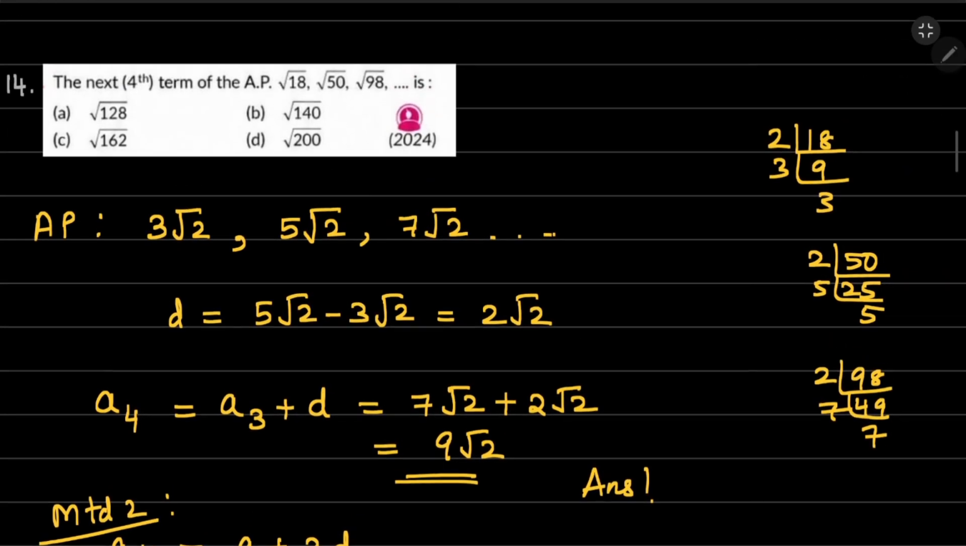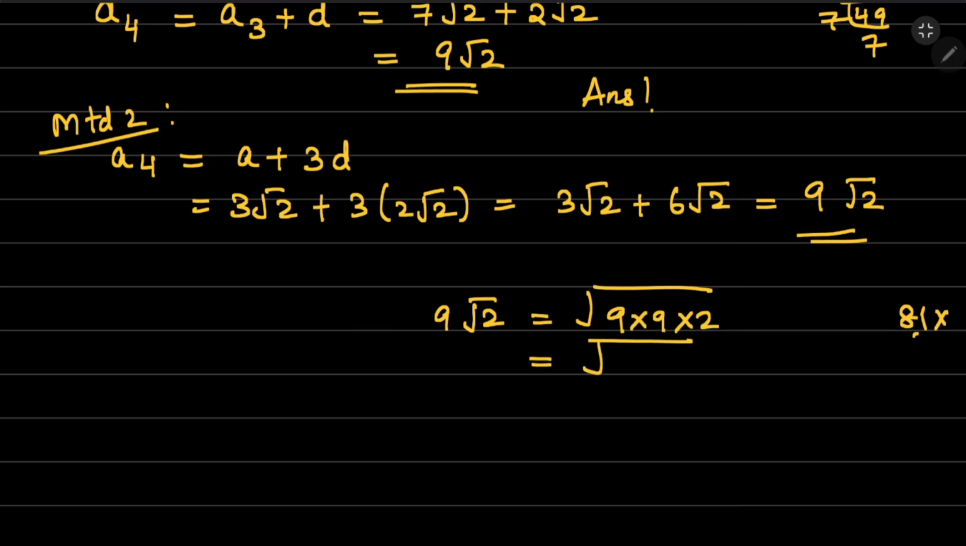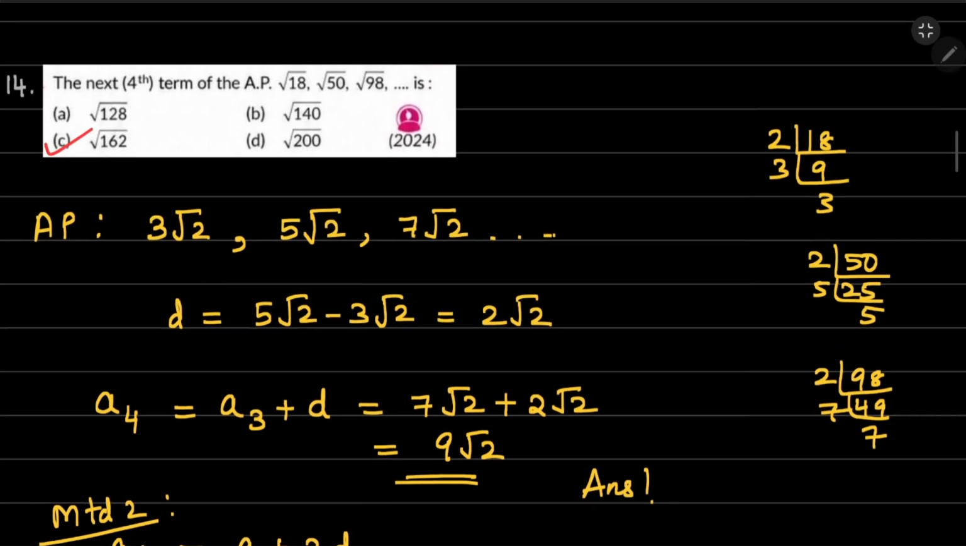But you don't have any of the options in terms of 9 root 2. So how can you write 9 root 2? You have to take the 9 inside. So multiply it twice. 9 into 9 into 2. What is 9 nines? 81. What is 81 multiplied by 2? It is 162. Root of 162 is your correct answer, which is option number C.